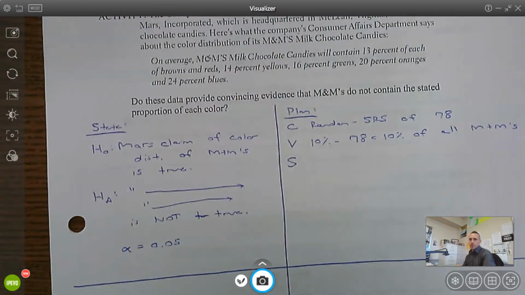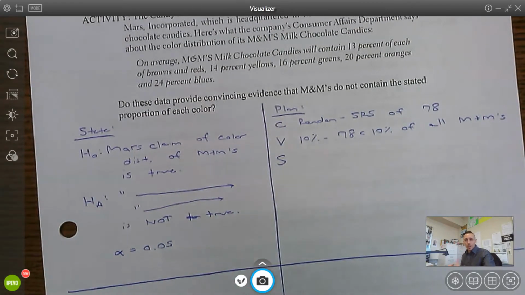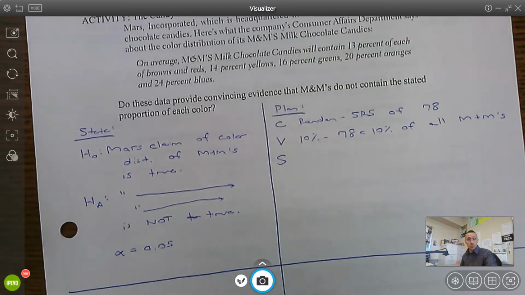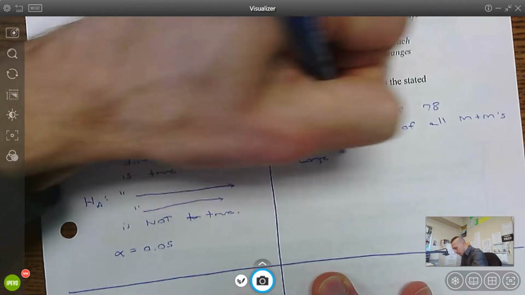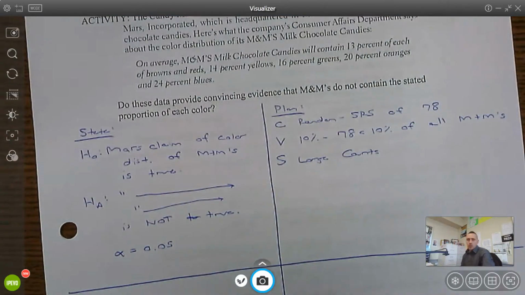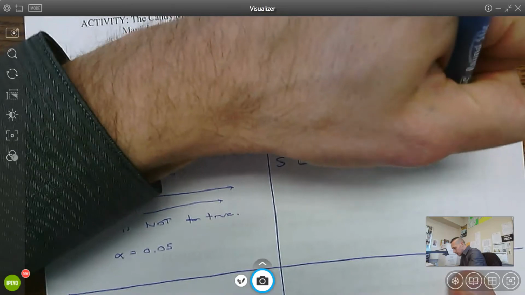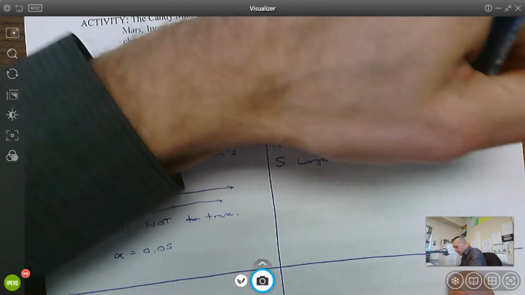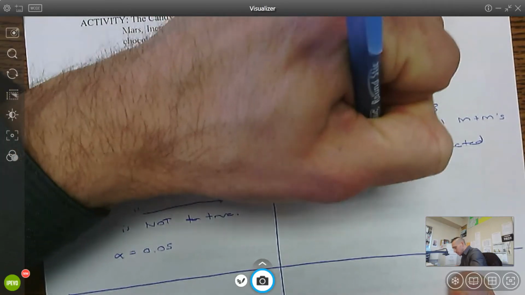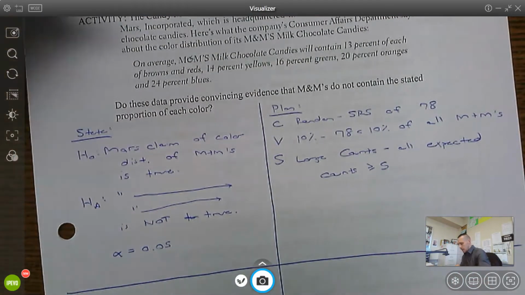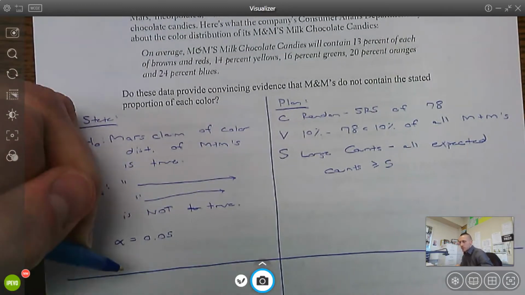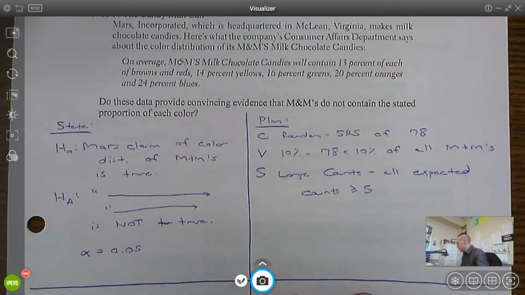And shape. This is going to be a little bit different. We have the large counts condition for categorical data. This is going to be the large counts condition, but what we're actually going to check is different. There's something called the expected counts, how many of each color we expect to get. And I'm going to come back to this in a moment, but all expected counts are greater than or equal to 5, and you're going to have to list them. And you'll see that we haven't done that yet. That's going to be in the do step. Let me try to straighten this out for camera.